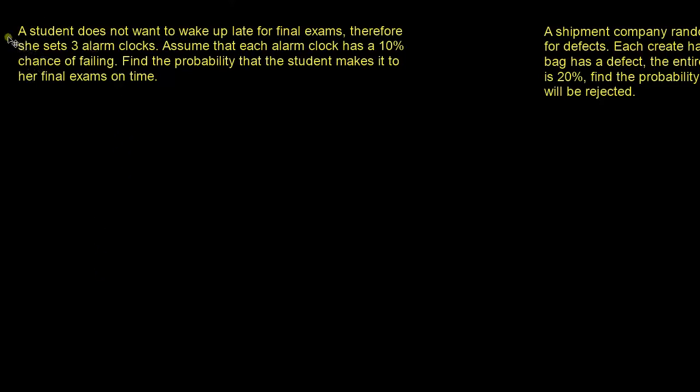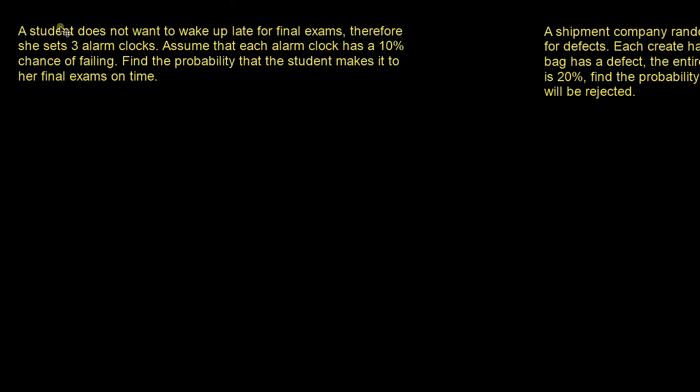Okay, so in this video, we're going to do a few examples where we have basically the idea of at least one failure. Okay, so first example, it's a very classic type example of the alarm clocks. A student does not want to wake up late for final exams, so she sets 3 alarm clocks. Assume that each alarm clock has a 10% chance of failing. Find the probability the student makes it to a final exam on time.